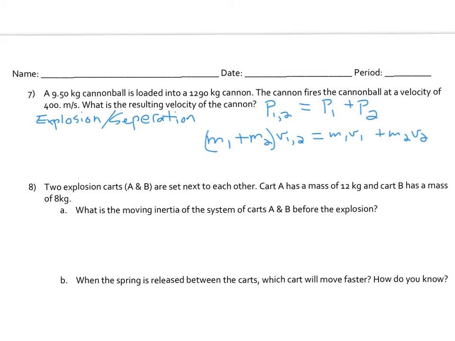So here I've added the initial setup of our equations for an explosion separation situation. And now that's half the battle. The next half is trying to substitute in correctly for the right variables and figure out which variable we're solving for. So take another couple seconds and try and figure out which velocity we actually want here in your head.